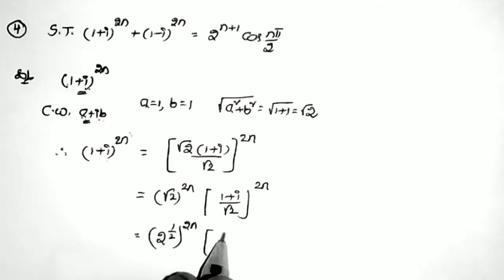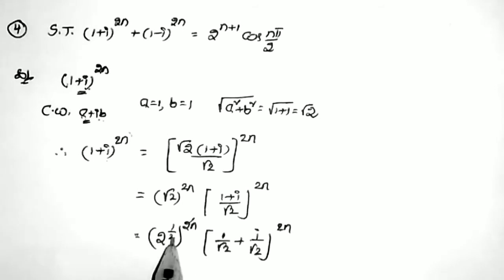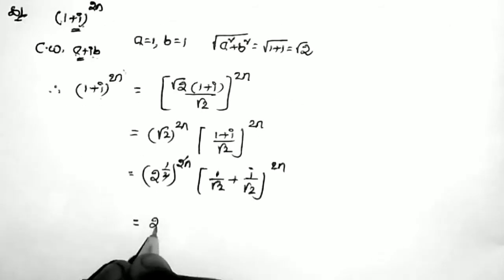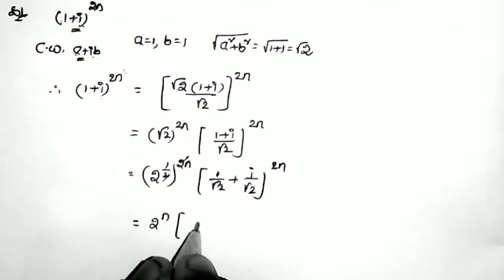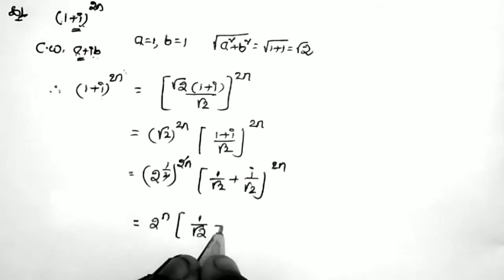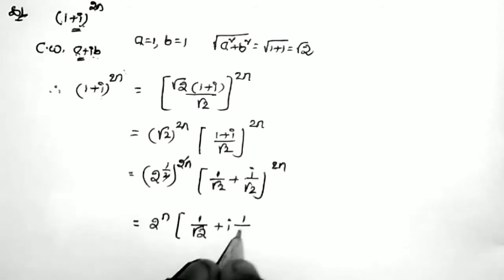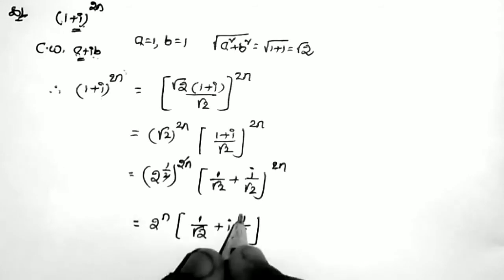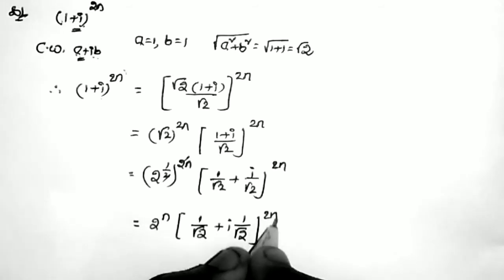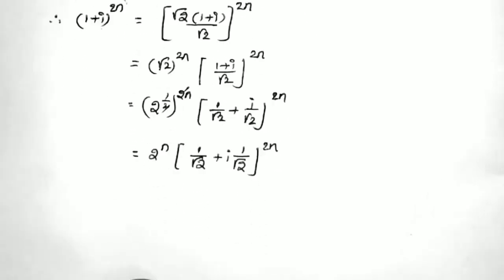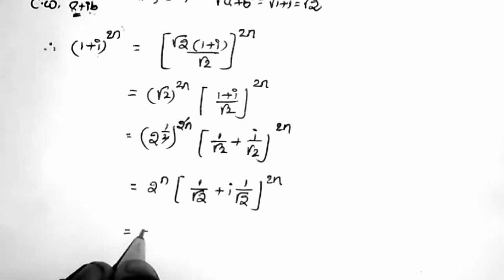Now here separating the denominator, that is 1 by root 2 plus i by root 2. Here 2 and 2 get cancelled. So this is equal to 2 power n into (1 by root 2 plus i by root 2), which is nothing but i into 1 by root 2. I by root 2 or i into 1 by root 2, both are same here.